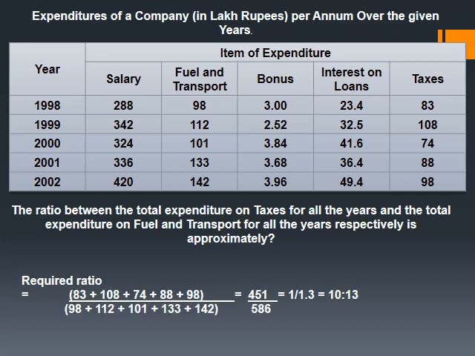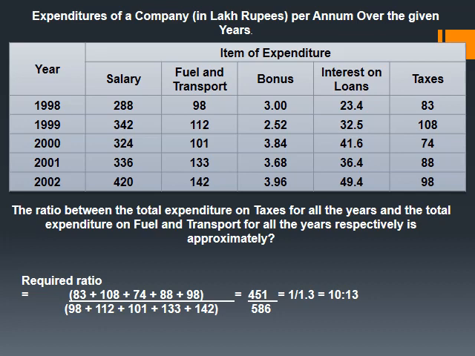So for the ratio, we take the expenditure on taxes: 83, 108, 74, 88 and 98. You total that, divide by the expenditure on fuel and transport, and we get a ratio that is 1 divided by 1.3. If you multiply by 10, it will be 10 by 13. Or 1 is to 1.3, or we can say 10 is to 13, all the same. So that is the ratio.